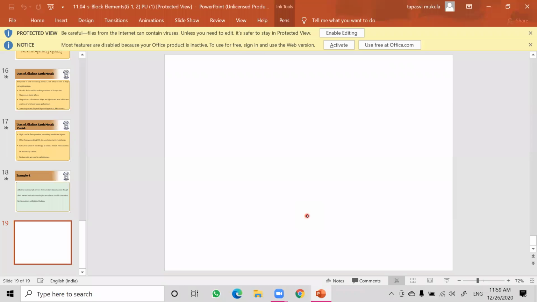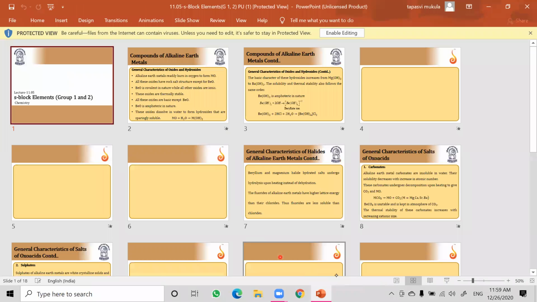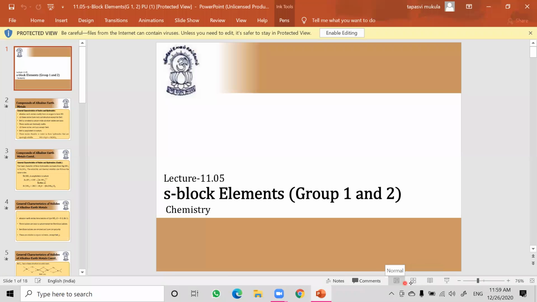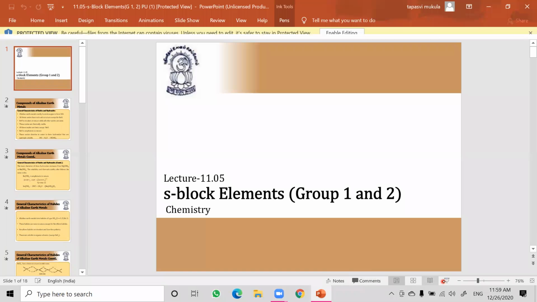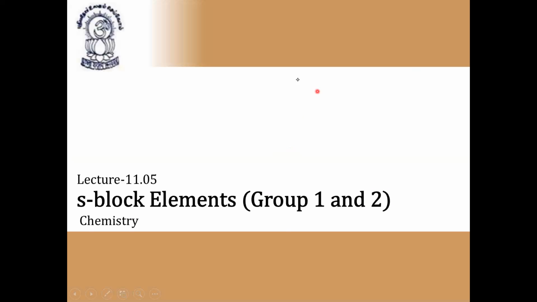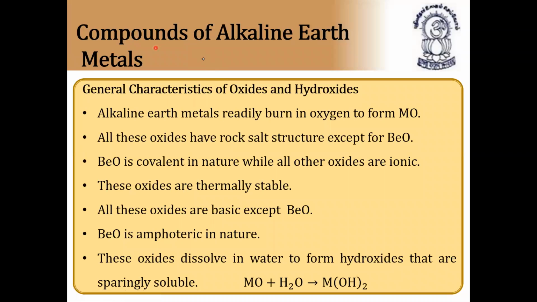Next question. So we'll discuss the next question now. With this we'll continue with alkaline earth metals. Now I'm sharing this. Compounds of alkaline earth metals: general characteristics of oxides and hydroxides. After finishing this lecture, in the next lecture we'll discuss questions based on this.